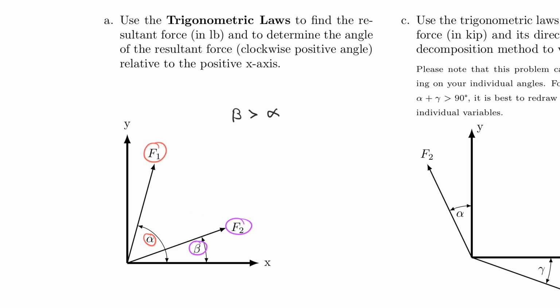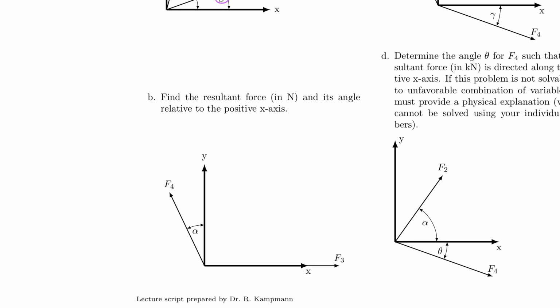But I will show you later that this can be the case, and I will tell you what to do then. However, for now, please understand that you have a relationship between F1 and alpha, F2 and beta. Let's take a look at the next problem.